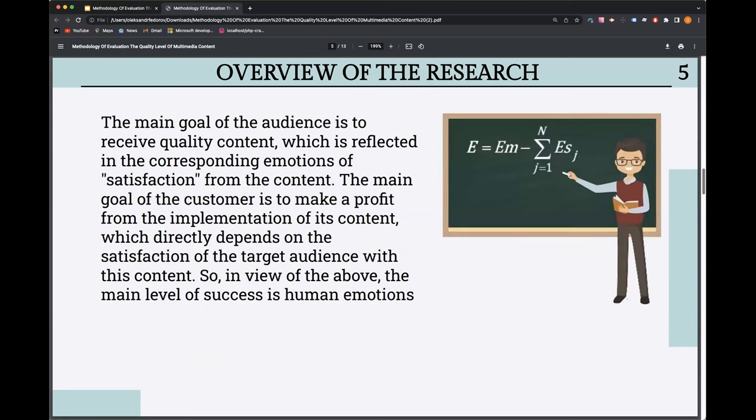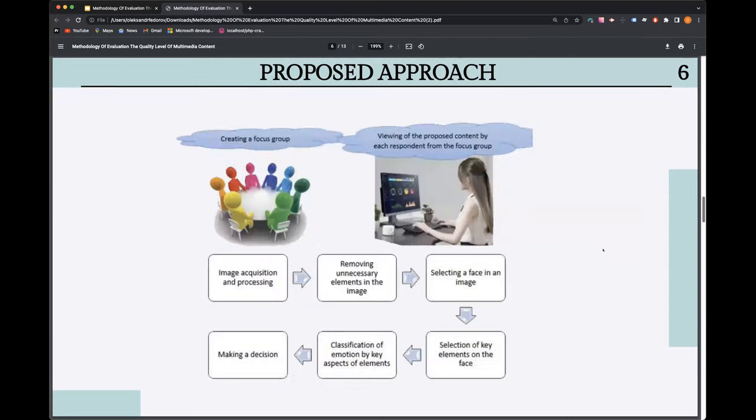The main goal of the audience is to receive quality content which is reflected in the corresponding emotions of satisfaction from the content. The main goal of the customer is to make a profit from the implementation of its content, which directly depends on the satisfaction of the target audience with this content. So in view of the above, the main level of success is human emotions.